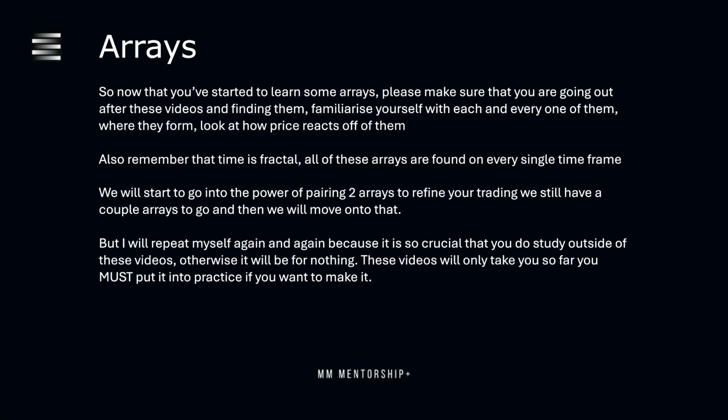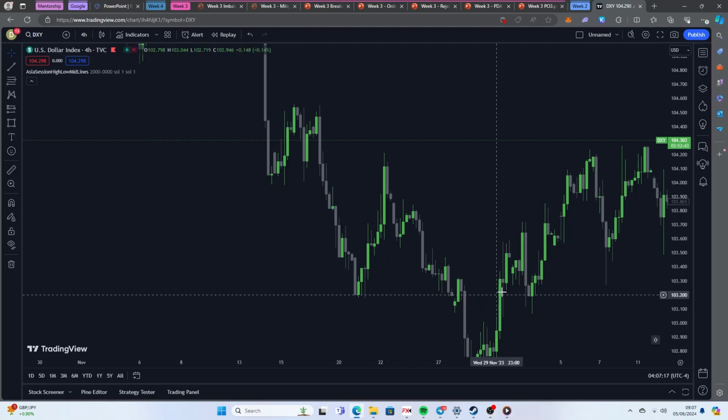We are going to start going into the power of pairing two arrays. You may have seen it maybe two episodes ago where we paired the breaker block with a fair value gap. Okay, that makes for a nice setup. But yeah, we'll get more into that. I'm just quickly going to show you guys what I mean.